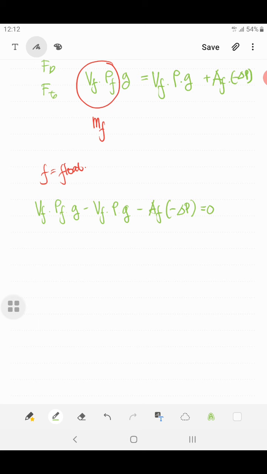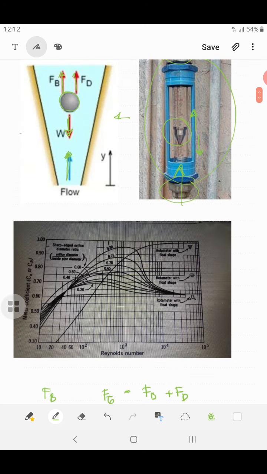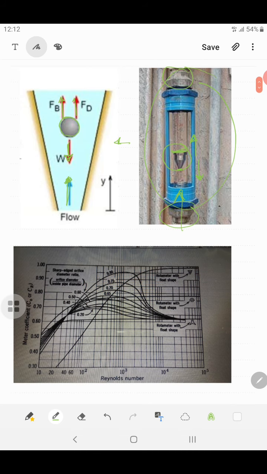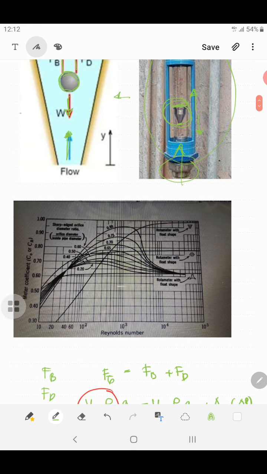Af is the surface area of the float, the maximum one. Let's say like this here, the surface area at the top is higher than the surface area at the bottom. And the common type of the measuring float is usually like this, a cone, or sometimes a cylinder. So you only have to calculate the surface area here.